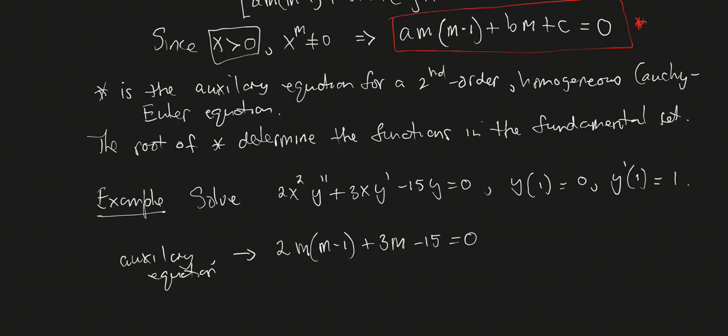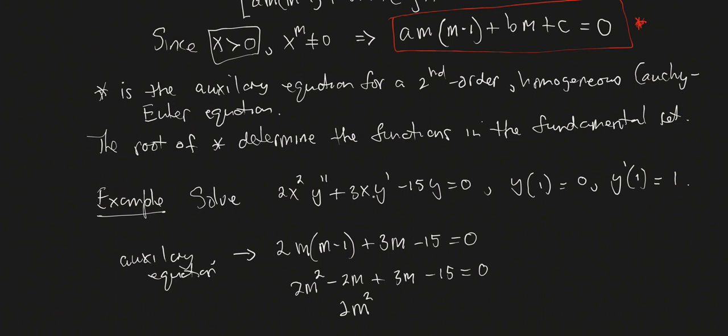It's not like 2m squared plus 3m minus 15. Again, it's a little bit different because of the pattern in the Cauchy-Euler equation as opposed to the pattern in the constant coefficient case. But regardless of how it's written down initially, we can convert it into a standard quadratic by distributing the 2m and collecting like terms. So here I'll have 2m squared minus 2m plus 3m minus 15 is equal to 0.